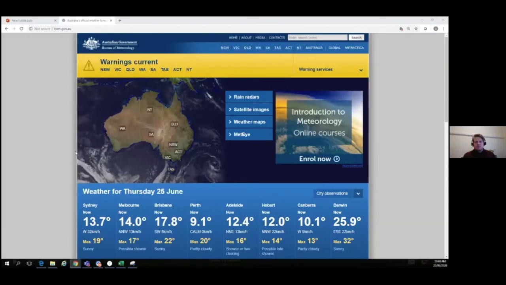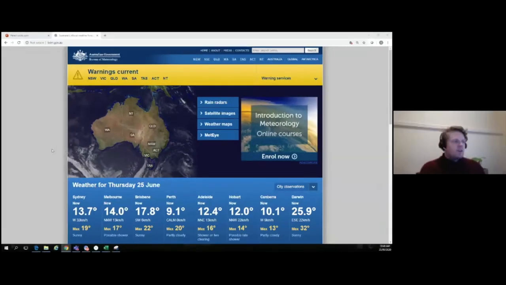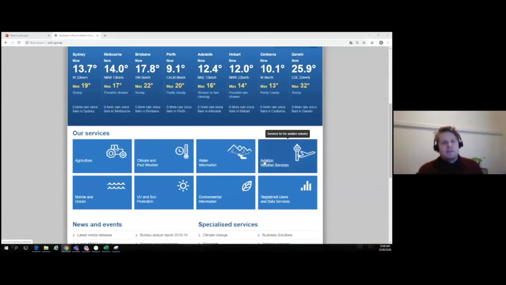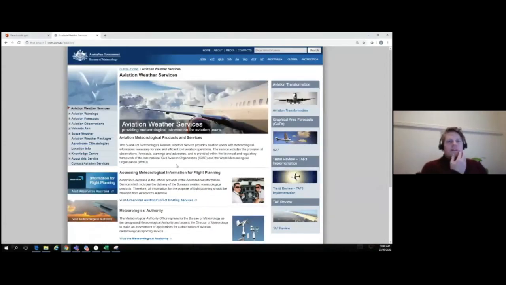So I don't have privilege to share my screen at the moment. There we go. So what we can look at firstly is what we call the aviation section of the website. If you scroll down a little on the website from the main page, bom.gov.au, you've got that aviation weather services. That's where all the aviation products are. So you've got graphical area forecasts and that kind of thing.